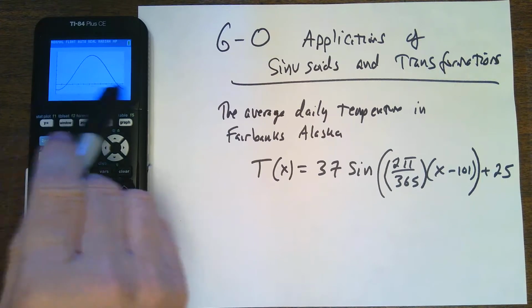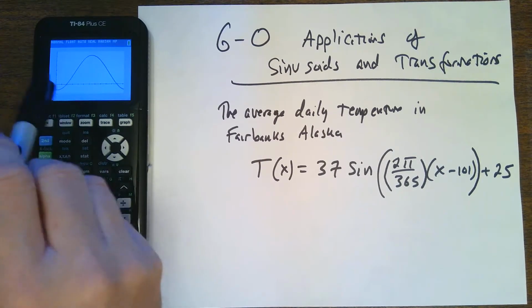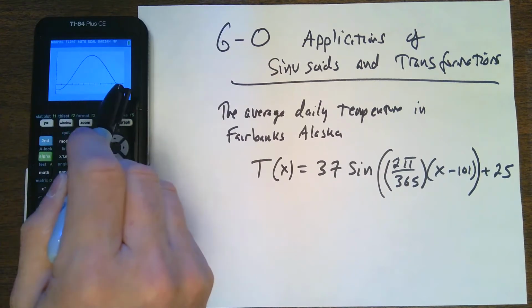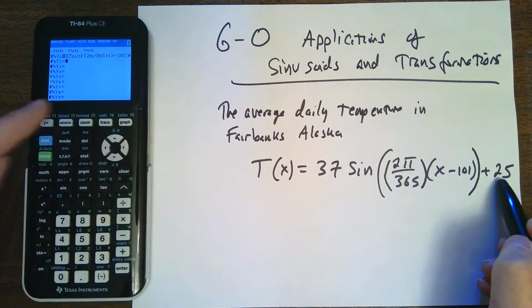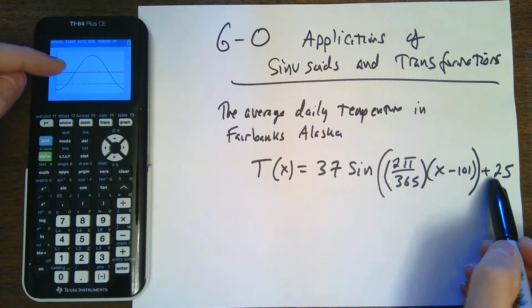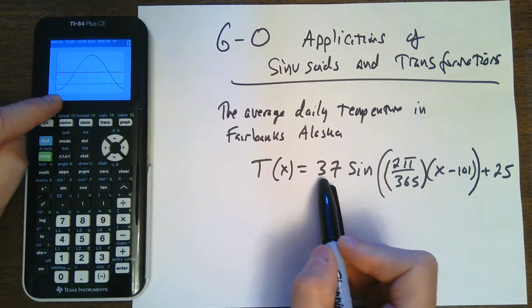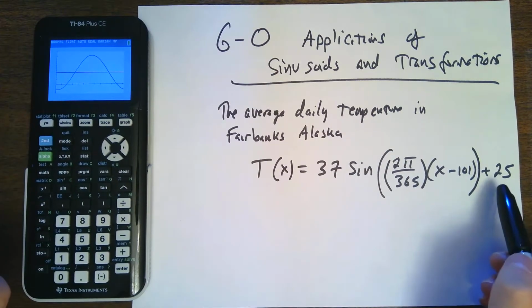So remember, these tick marks are approximately every 30 days, so approximately every month. And you can see that in the winter months it's cold and the summer months it's hot. Now the 25 is the center line. If I go to my y equals and I graph the line 25, there it is right in the middle. So you can see that the center line is 25, its lowest point is 37 degrees below 25, and its highest point is 37 degrees above 25.